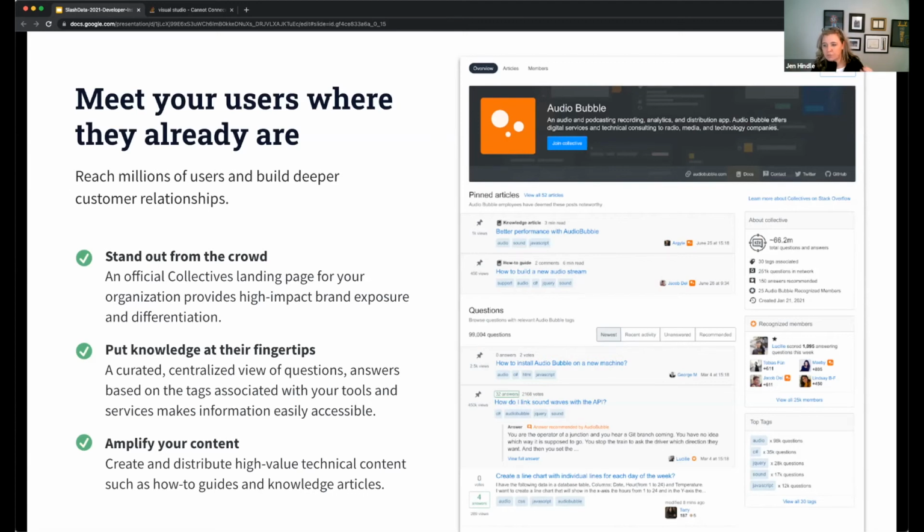So a developer doesn't have to go to one tag page and another to search for information. It brings everything together in one place, and it amplifies content because you're able to create and distribute high value long form content, which is new to Stack Overflow. So technical content such as how-to guides and knowledge articles are available for organizations that have a collective on Stack Overflow. So it's just one more way to provide an additional type of content to support a need outside of that traditional Q&A format.